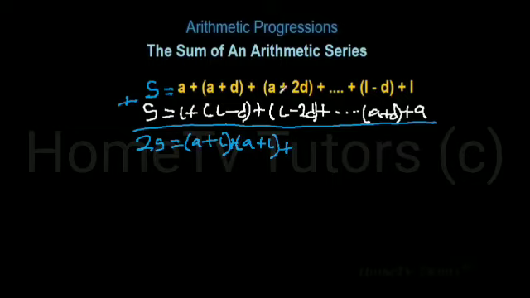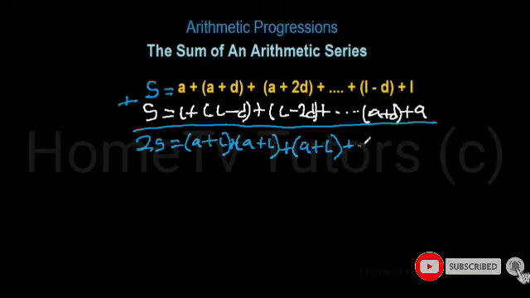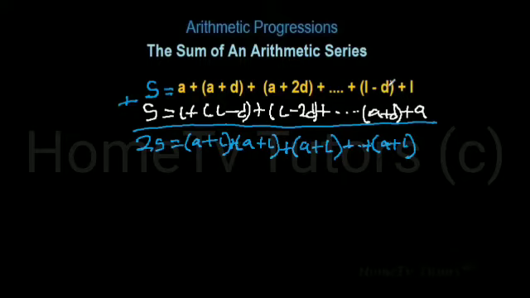Then A again plus L. Then 2D minus 2D, cancel the 2D's out. So we add that up until we get to the last term, L plus A, which is the same thing as A plus L. Minus D plus D, cancel the D's out. Then lastly L plus A, which is the same thing as A plus L.